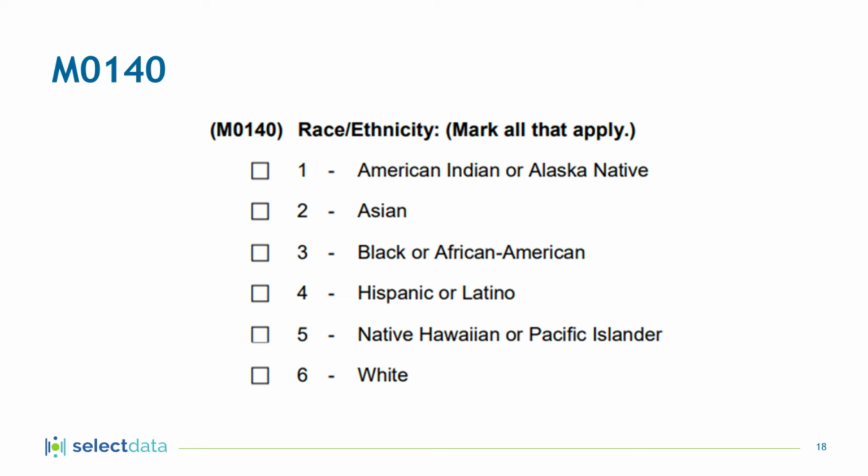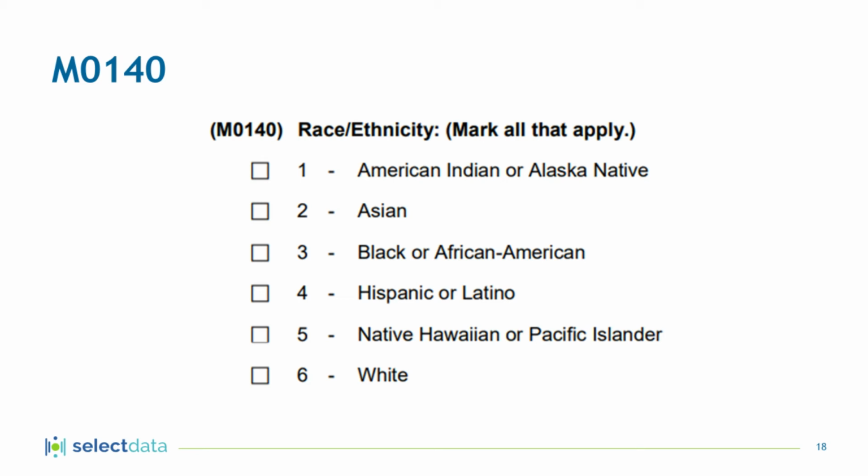Response 1, American Indian or Alaska Native. A person having origins in any of the original peoples of North and South America, including Central America, and who maintains tribal affiliation or community attachment. Response 2, Asian. A person having origins in any of the original peoples of the Far East, Southeast Asia, or the Indian subcontinent, including, for example, Cambodia, China, India, Japan, Korea, Malaysia, Pakistan, the Philippine Islands, Thailand, and Vietnam.